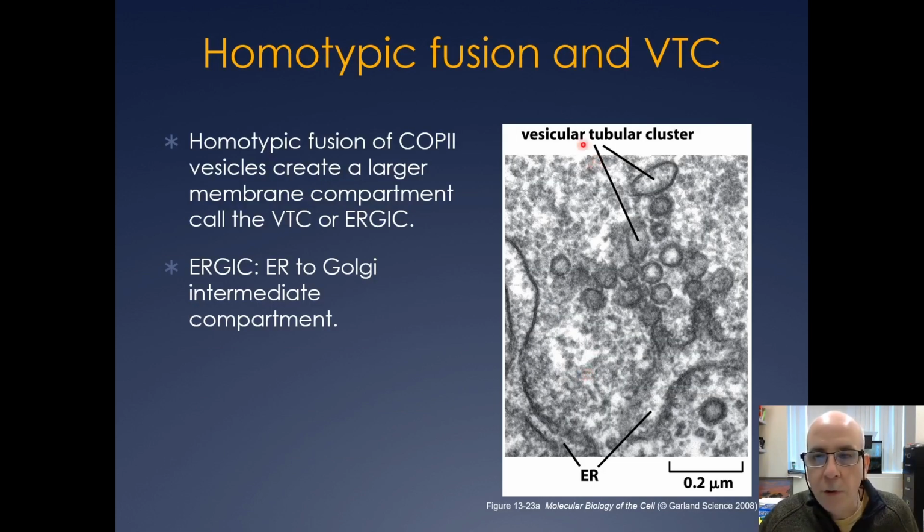And so when you have this homotypic fusion, you form this thing called a vesicular tubular cluster. Okay, and here's a nice EM of the vesicular tubular clusters. Here you can see vesicles budding off of the endoplasmic reticulum, and they'll start to fuse together to form these vesicular tubular clusters. Okay. For graduate students, you may come across it called the ERGIC, for ER to Golgi intermediate compartment. In the literature, it's also called that. But in general, vesicular tubular clusters is the more common name for them. Okay.